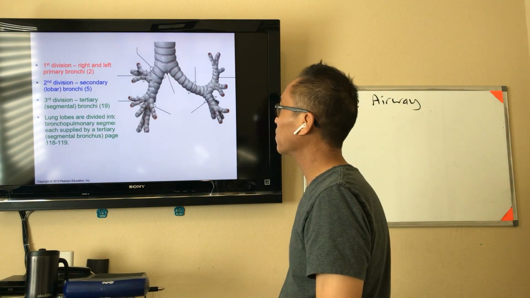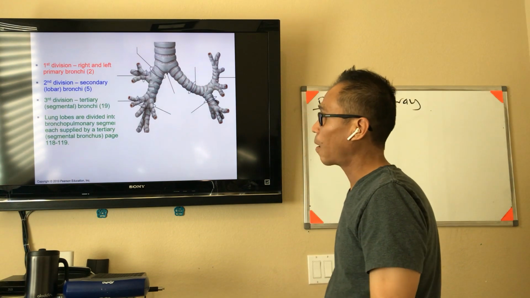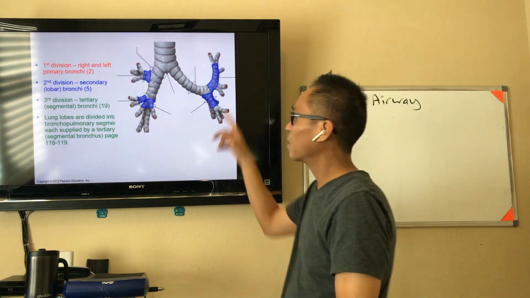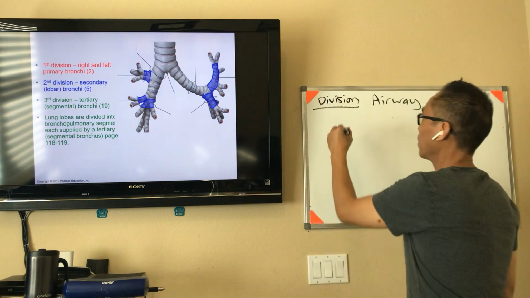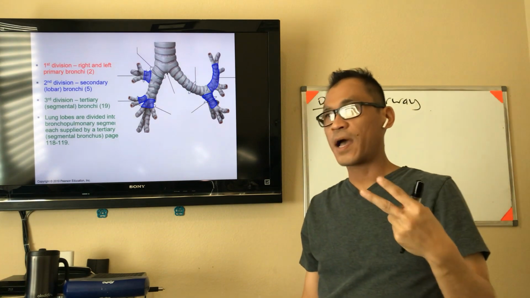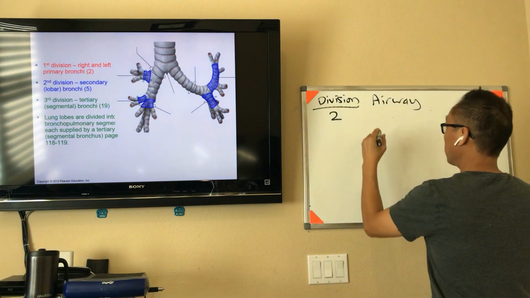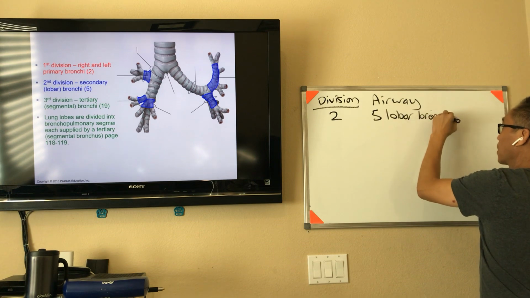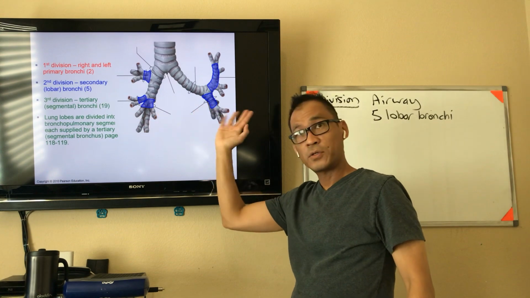So the second division, you get the secondary lobar bronchi. They're highlighted here. Count them: 1, 2, 3, 4, 5. So we're on division 2. The second division, those two right and left main bronchi give rise to 5 lobar bronchi. Looks like you got 3 on the right, 2 on the left.